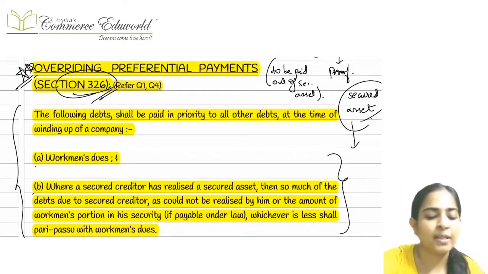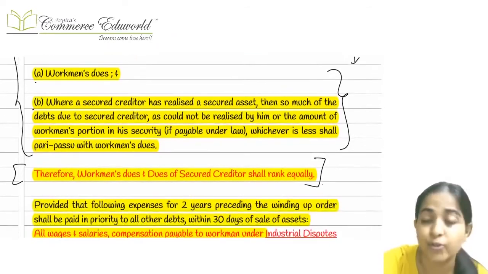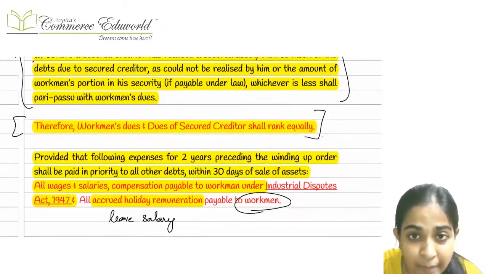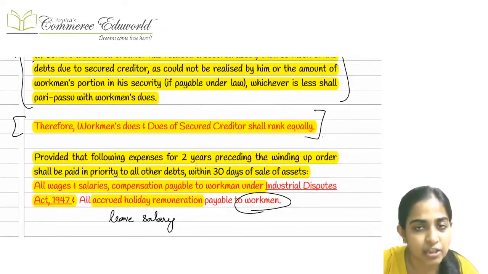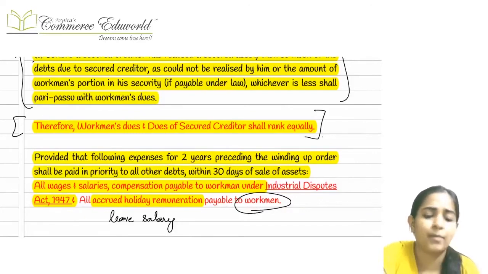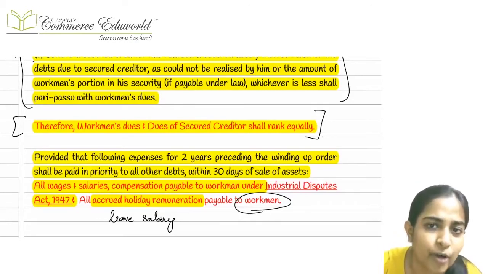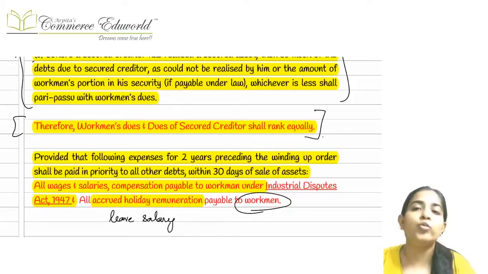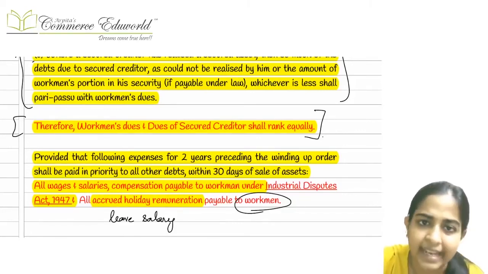In that, first we are supposed to pay the wages and salaries to the workmen and the compensation to them under the Industrial Disputes Act for the last 2 years, and we are supposed to pay the accrued holiday remuneration to the workmen. Okay, this is the first thing that we are going to pay in full to the workmen under this Industrial Disputes Act, etc.